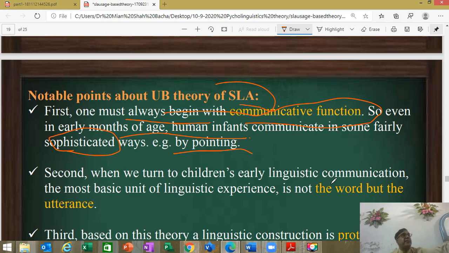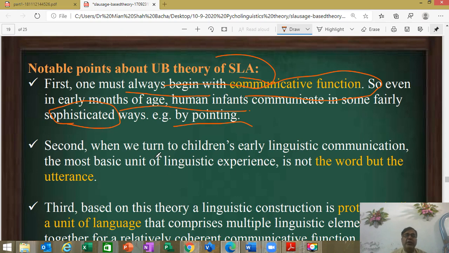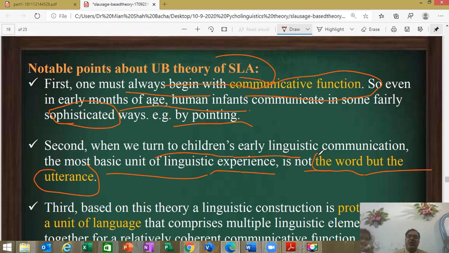All right. And second, when we turn to children's early linguistic communication, the most basic unit of linguistic experience is not the word, but the utterance. All right? You cannot say with full guarantee whether the child is going to rightly pronounce the word or not, but the real thing which matters at that stage is actually the utterance.